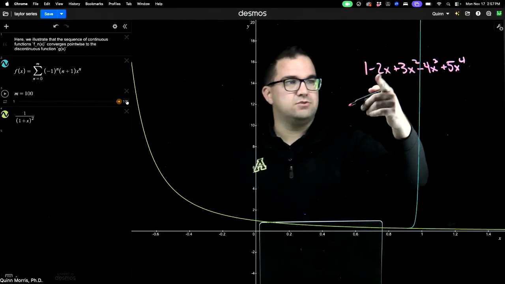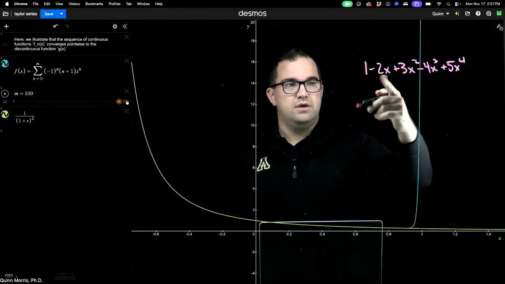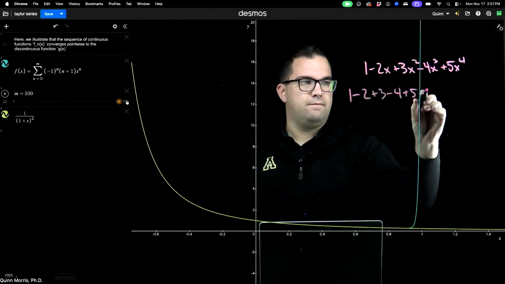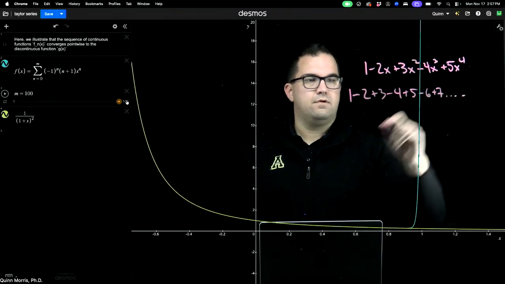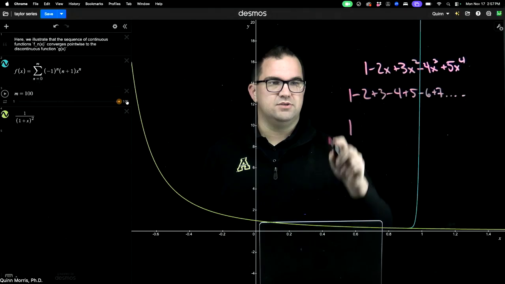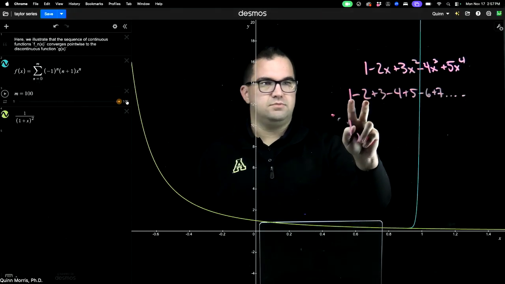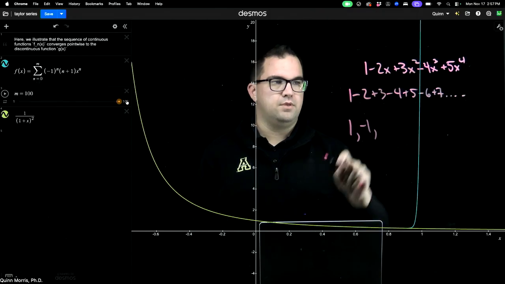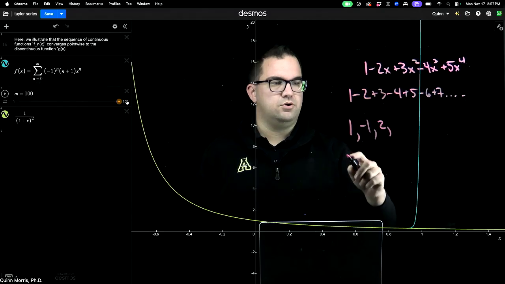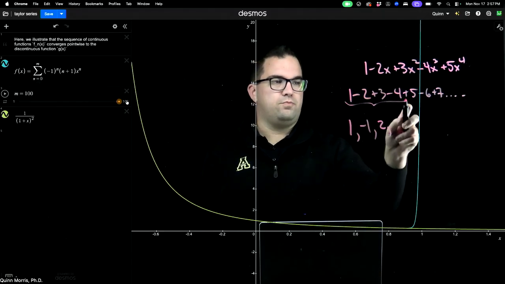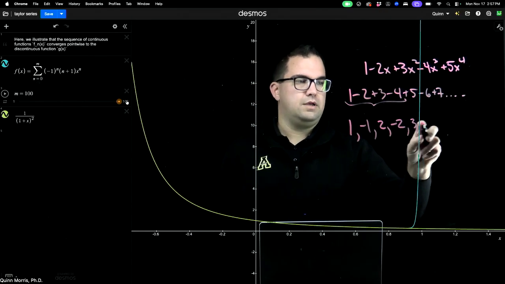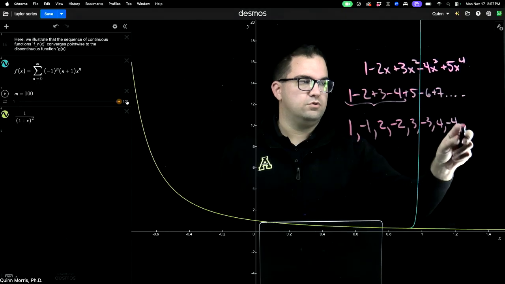Now, of course, that makes sense, because when I plug in x equal to 1 here, this infinite series diverges. Why? Well, look at the sequence of partial sums. The first partial sum is 1. The second partial sum, the sum of the first two terms, is minus 1. The third partial sum is 1 minus 2 plus 3, which gives me 2. If I keep going in this way, the fourth partial sum will be negative 2. Then 3, negative 3, 4, negative 4, and so on and so on.